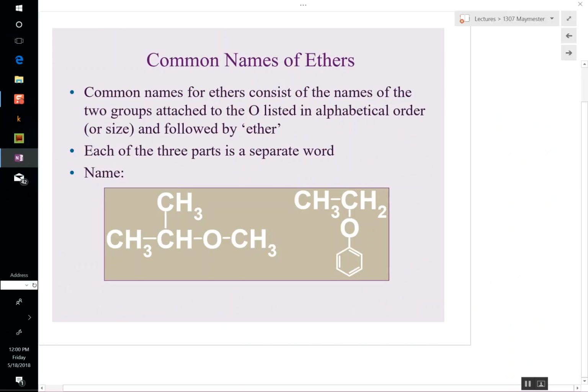Common names of ethers. When you see two substituents, here's your carbon-oxygen-carbon bond right here. This oxygen is not bonded to that hydrogen, that hydrogen's down here. So that's a carbon-oxygen-carbon bond. It's an ether. So name that ether.